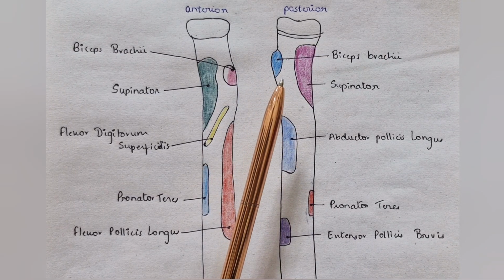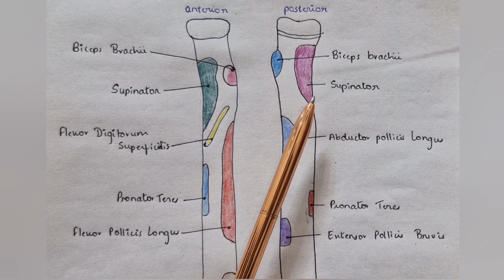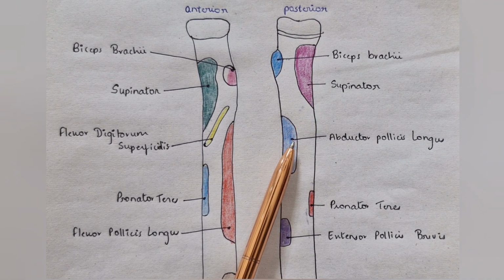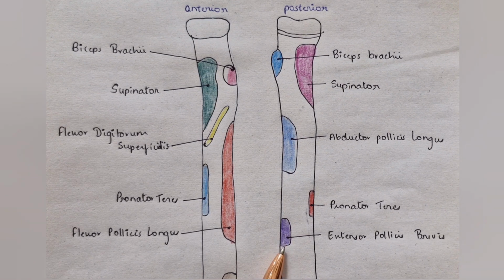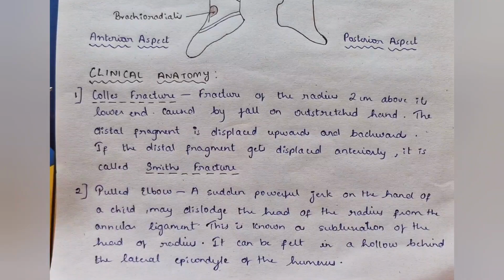Posteriorly, we have the biceps brachii, the supinator, the abductor pollicis longus, pronator teres, and the extensor pollicis brevis.